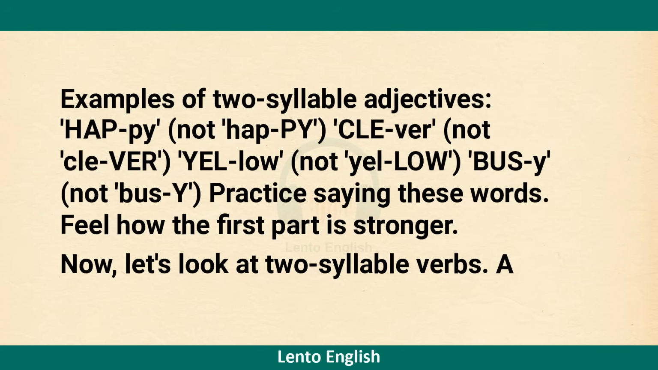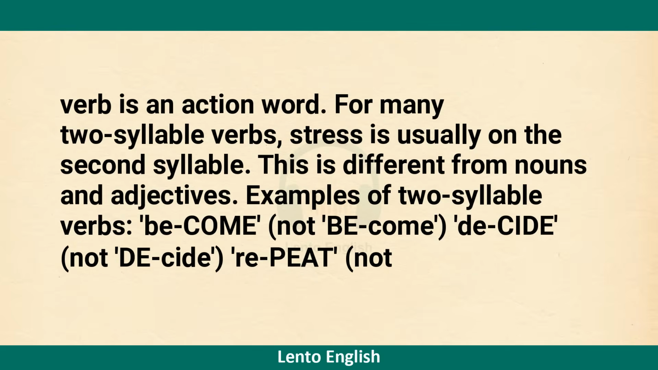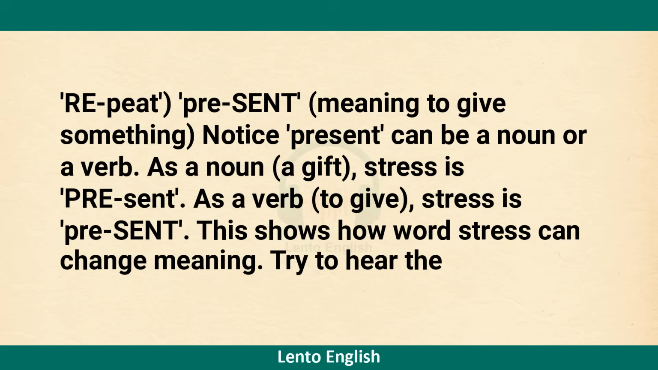Now let's look at two-syllable verbs. A verb is an action word. For many two-syllable verbs, stress is usually on the second syllable. This is different from nouns and adjectives. Examples of two-syllable verbs: be-COME, not BE-come; de-CIDE, not DE-cide; re-PEAT, not RE-peat; pre-SENT, meaning to give something formally. "Present" can be a noun or a verb. As a noun, a gift, the stress is PRE-sent. As a verb, to give, the stress is pre-SENT. This shows how word stress can change meaning. Try to hear the difference.